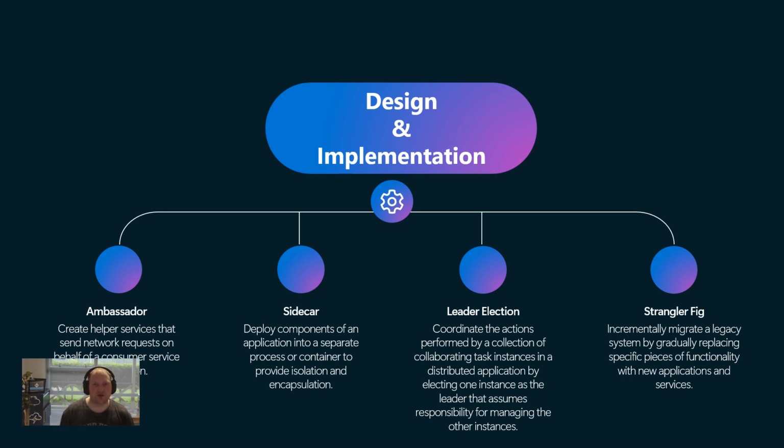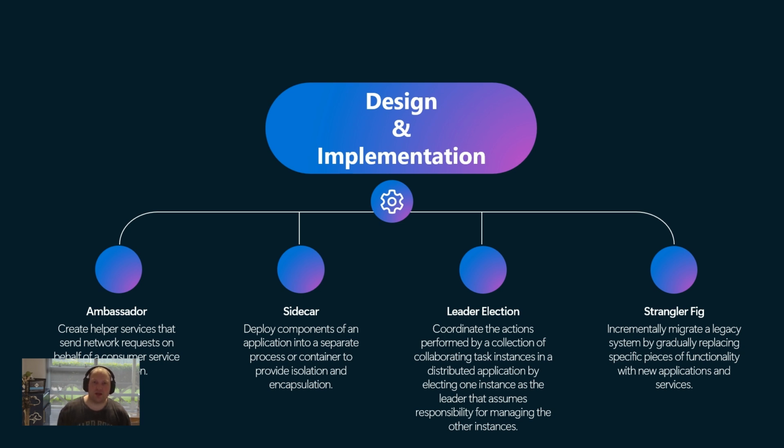Firstly, the ambassador pattern involves creating helper services that send network requests on behalf of a consumer service or an application. This pattern simplifies network communication, which can handle various cross-cutting concerns such as logging, monitoring, and retries. Next, we have the sidecar pattern. This involves deploying components of an application into a separate service or container. The primary objective here is to provide isolation and encapsulation, ensuring that auxiliary tasks such as logging, configuration, and networking can be managed independently of the main application logic.